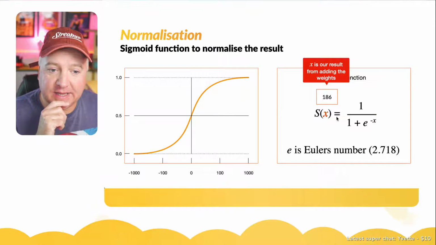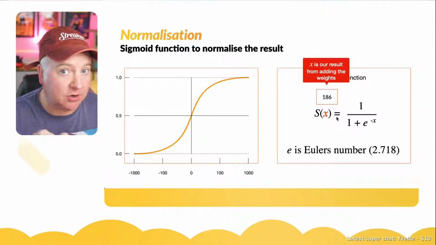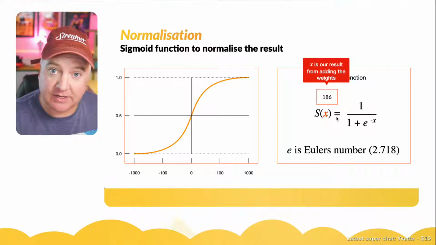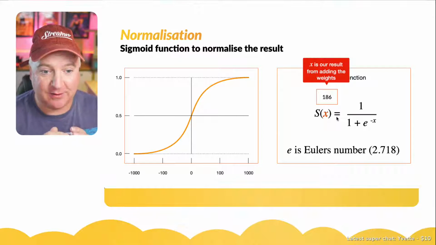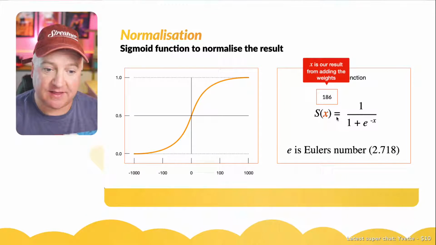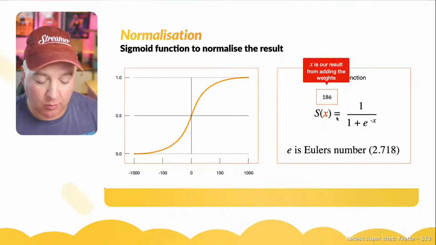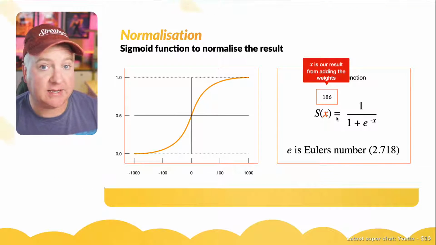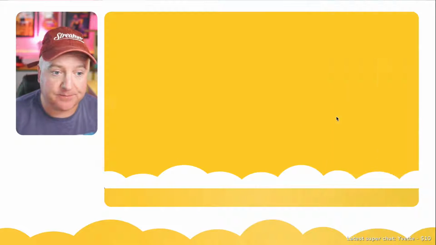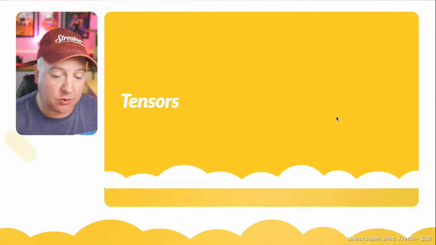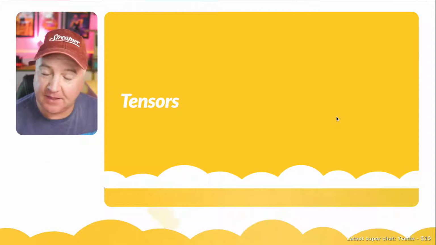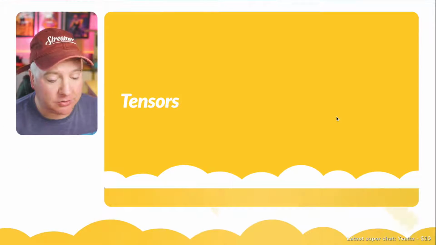So in this example here, the x is the result of the calculation that we did in the previous step. So adding all those different products together from the weighted values that we multiplied, we ended up with 186. So we then stick that in here, and then we get a number between 0 and 1 that we can then feed into the next layer of our neural network. So that's the calculation, that's the guts of neural networks. That's the thing that's going to crunch over and over and over again to get us our model.